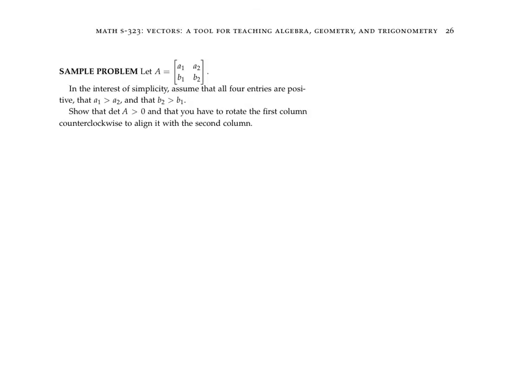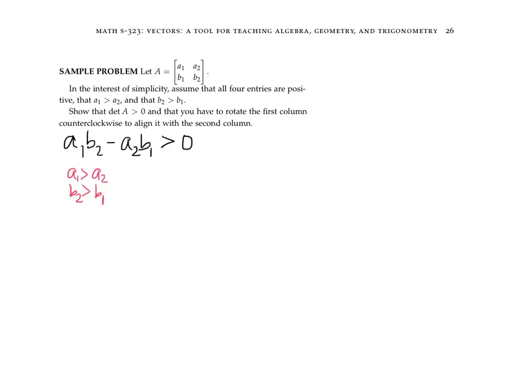That's our first step. Well, that right there is the determinant of A, and it's greater than 0 because this term, A1 times B2, is going to be greater than this term because we're told that A1 is greater than A2 and that B2 is greater than B1. So in total, this term is bigger than this term. So we know that this is greater than 0.